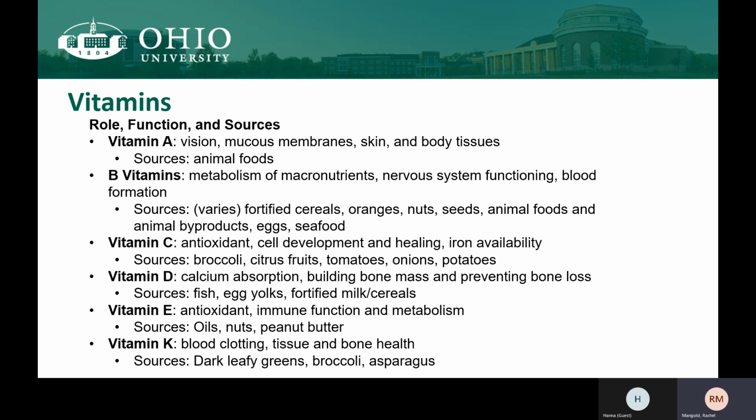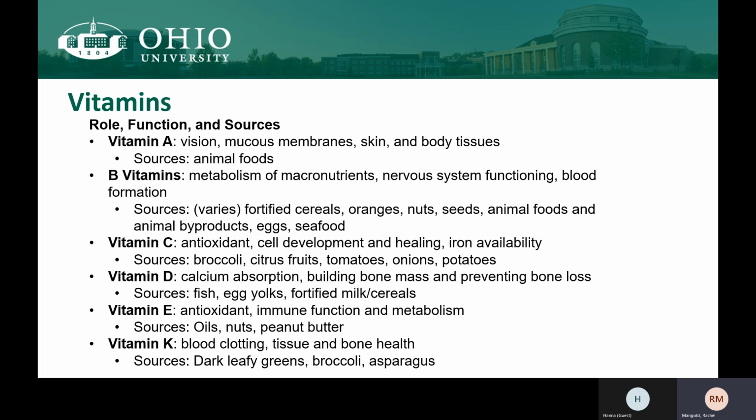Because there's a few different kinds of B vitamins, the sources are going to vary. You'll find throughout this presentation, a lot of fortified cereals have vitamins in it. And so for B vitamins, that's going to be a source. Oranges, nuts, seeds, animal foods, so animal meat and byproducts, eggs, and seafood.